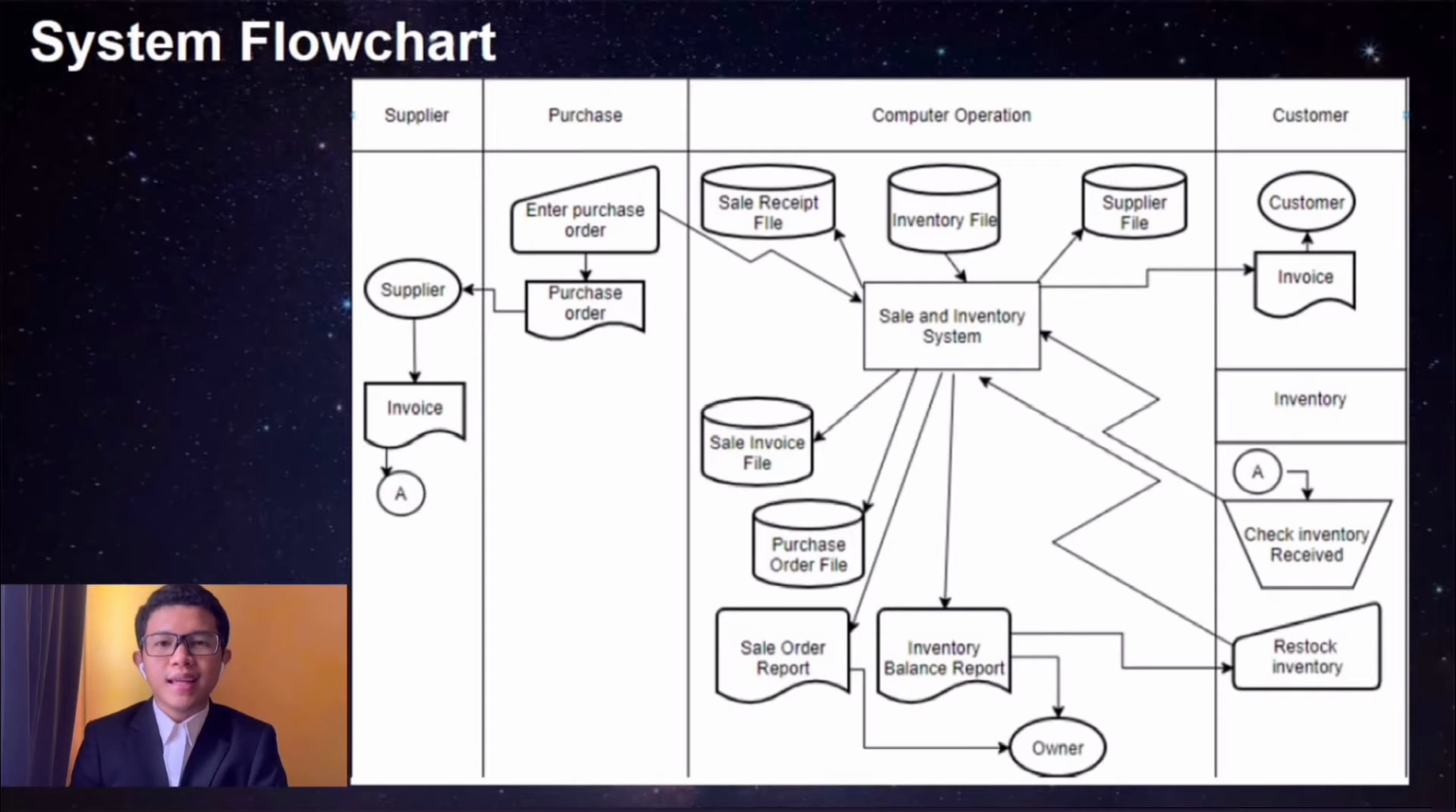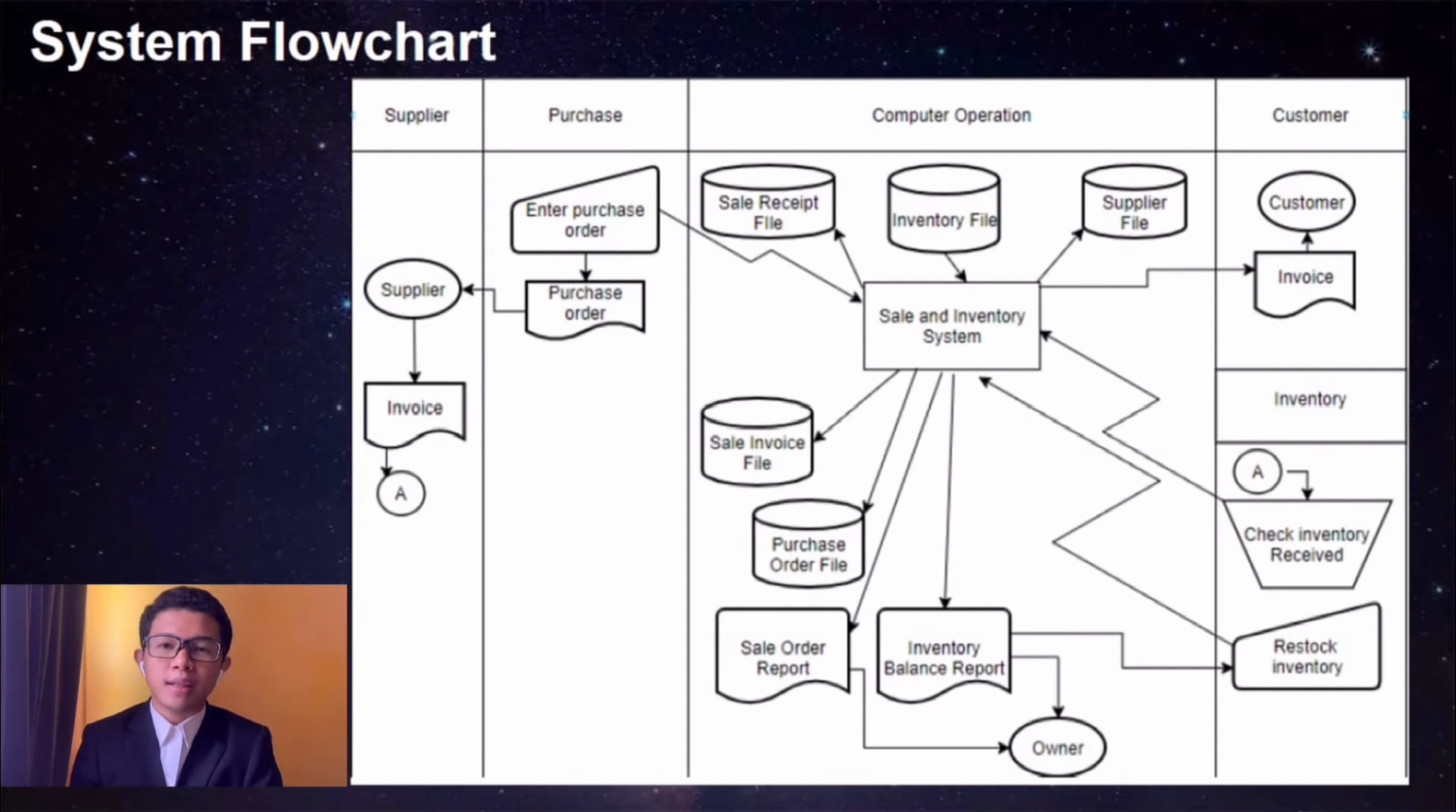Could you please explain it? The zigzag line is a communication link. It represents the transmission of data from one location to another location via a communication link. In this flowchart, the communication link is through the computer operation.